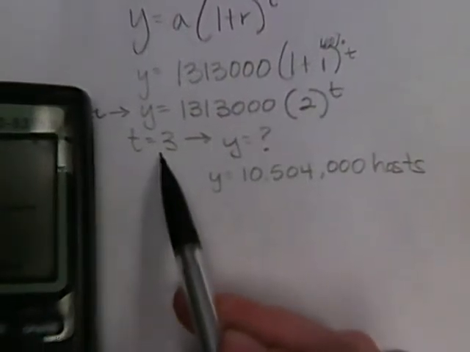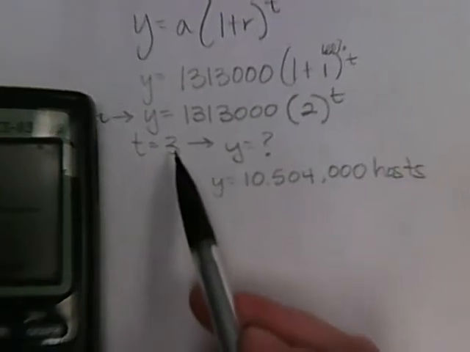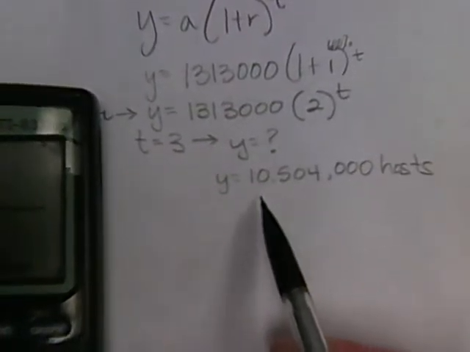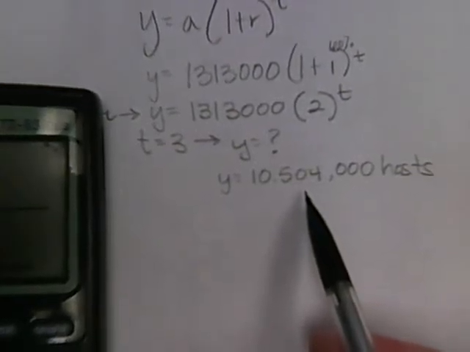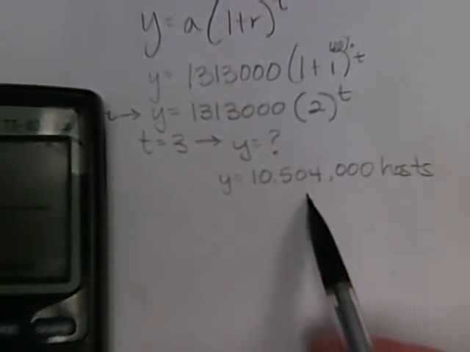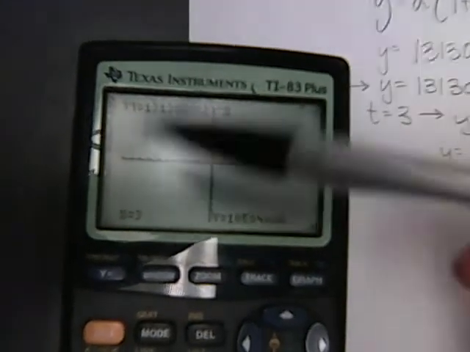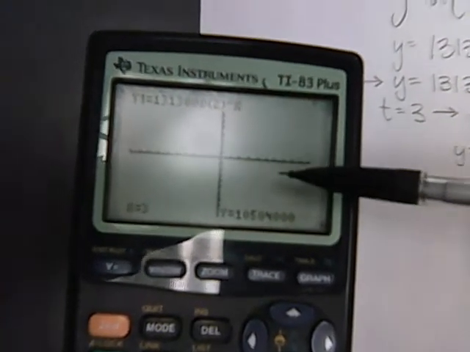So when I put 3 in for t, and I cleaned that up, which I used my calculator to do, I got 10,504,000. Okay? Now, the next question says to graph the model. We should be able to do that on our calculator too. In fact, we actually already did it. It's just that we can't see it.